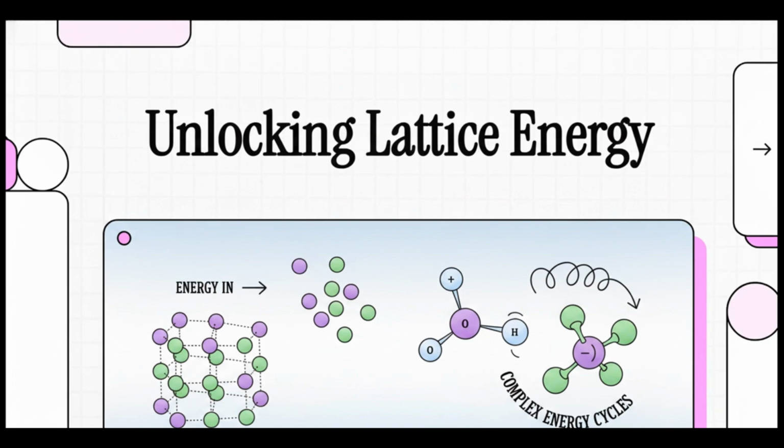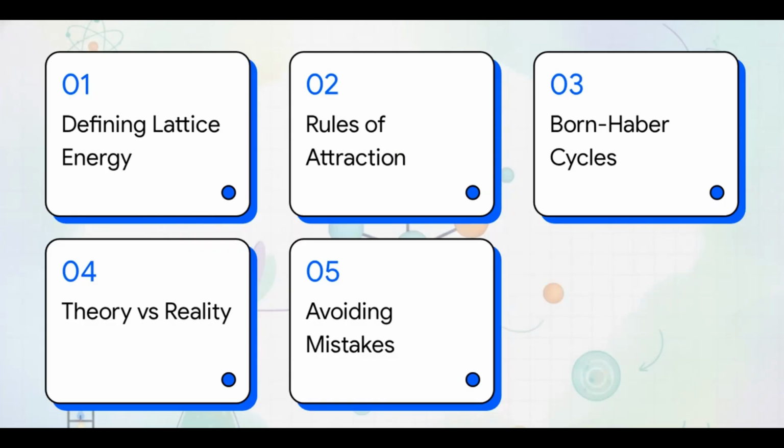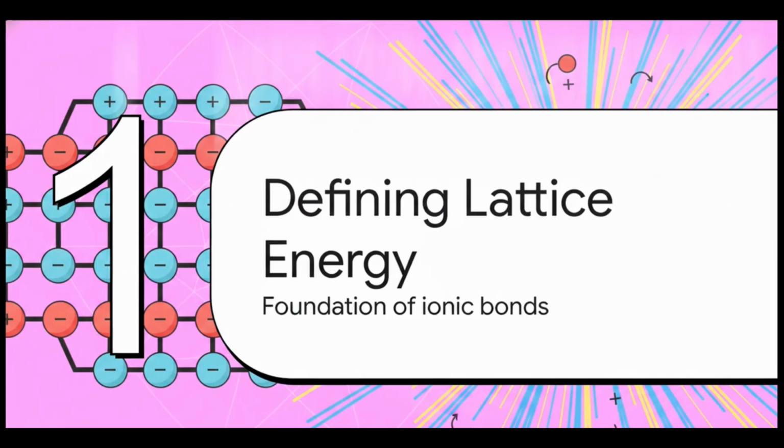Let's get started. Here is our roadmap for today's explainer. We've got 1. Defining lattice energy. 2. The rules of attraction. 3. Decoding Born-Haber cycles. 4. Theory versus reality. And we'll wrap up with 5. Avoiding common mistakes.